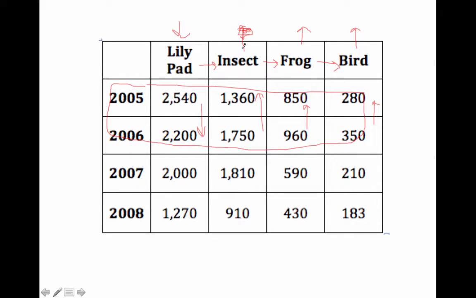Now if my insects increase, would that cause my frogs to increase? Absolutely, because they would have more food. So I'm going to put a dot next to it because that one could have worked out, because then it would cause my bird to increase.